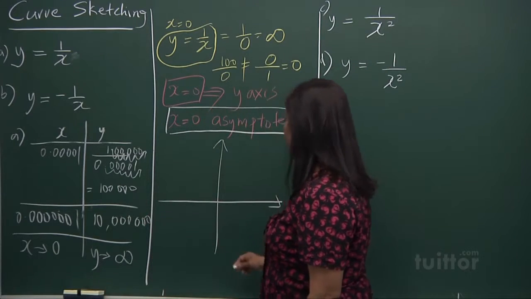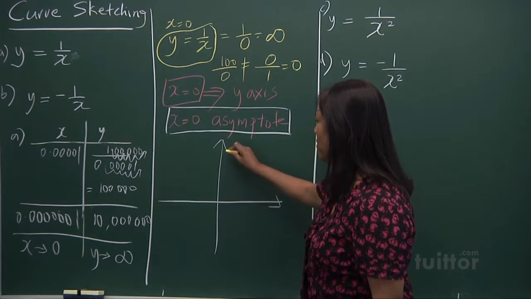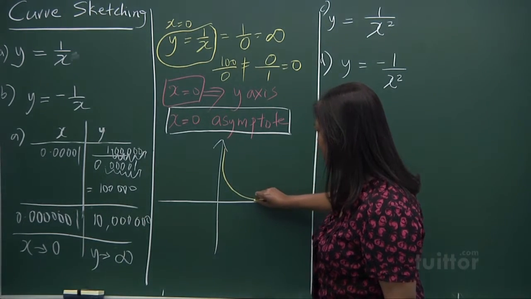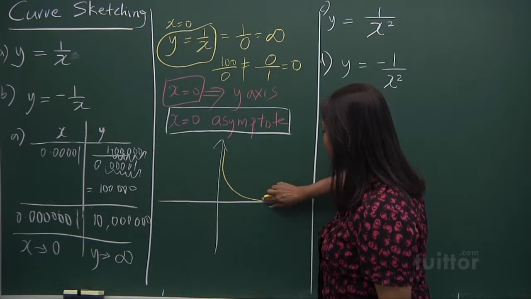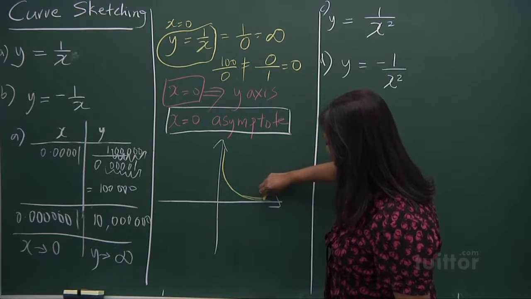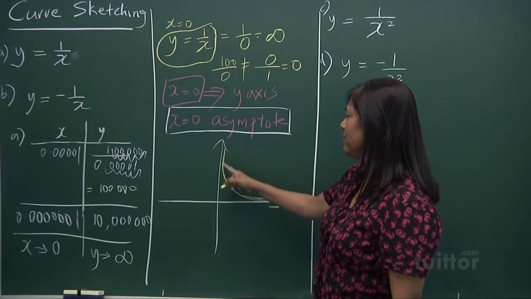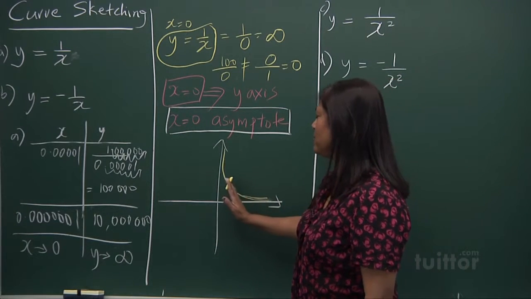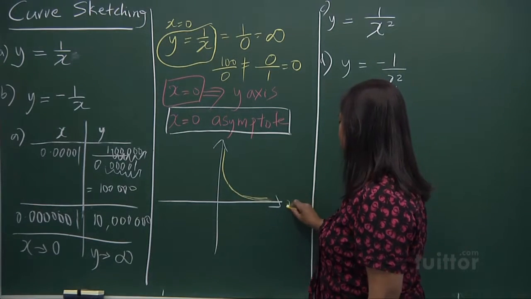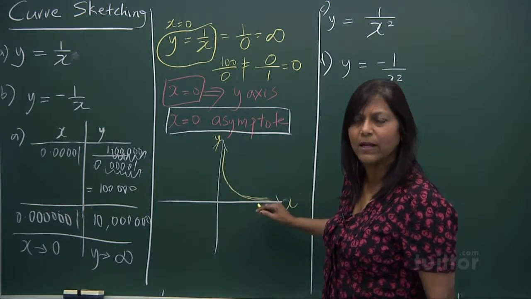So the shape of the graph will be like this. When x is approaching 0, y is almost infinity, and when x gets bigger and bigger, y is getting almost 0, but I shouldn't touch this line. Similarly, that's what happens when x gets nearer to 0: y gets to infinity. When x gets bigger, this is x and that's y, y gets smaller.